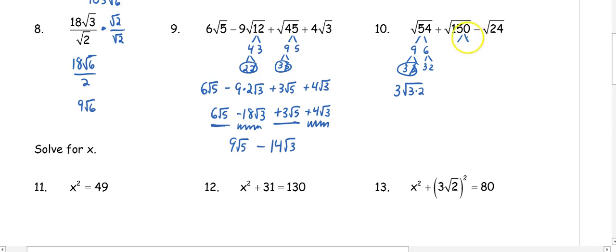Two numbers that multiply to 150 are 15 and 10. 15 breaks to 3 and 5. 10 breaks to 5 and 2. So we have a pair of 5s and a 3 and a 2 left over. And then in 24, 6 times 4, 6 breaks to 3 and 2. 4 breaks to 2 and 2. So we have a pair of 2s left over.